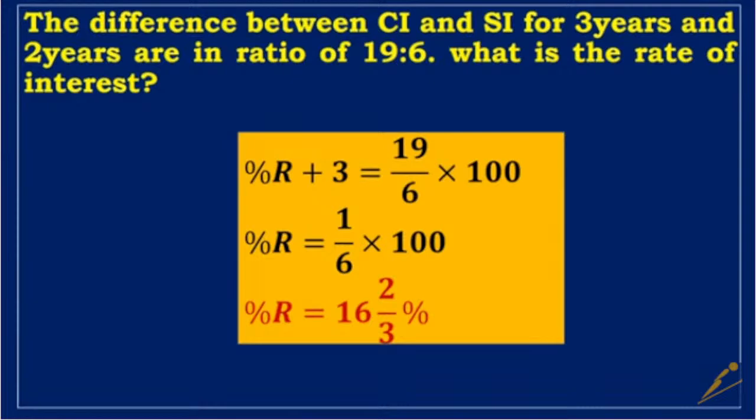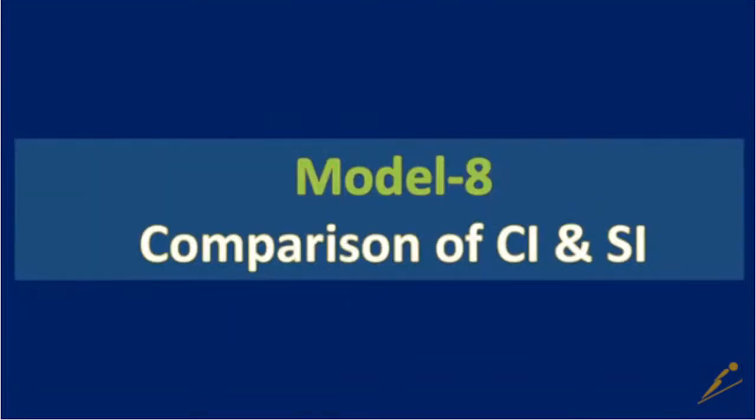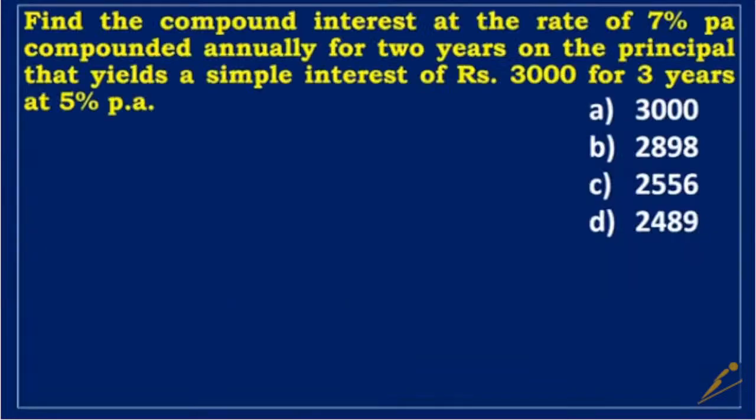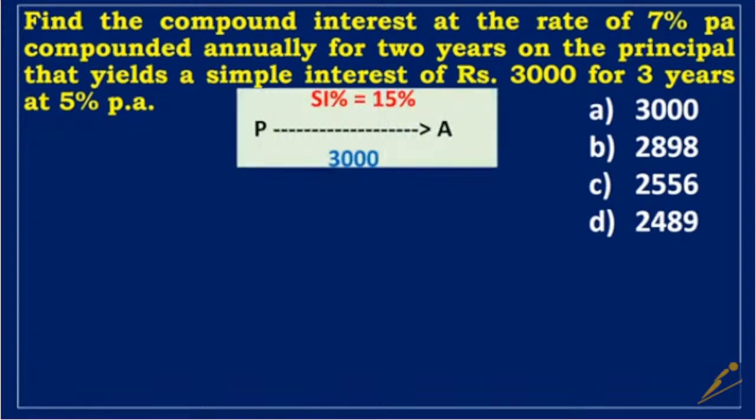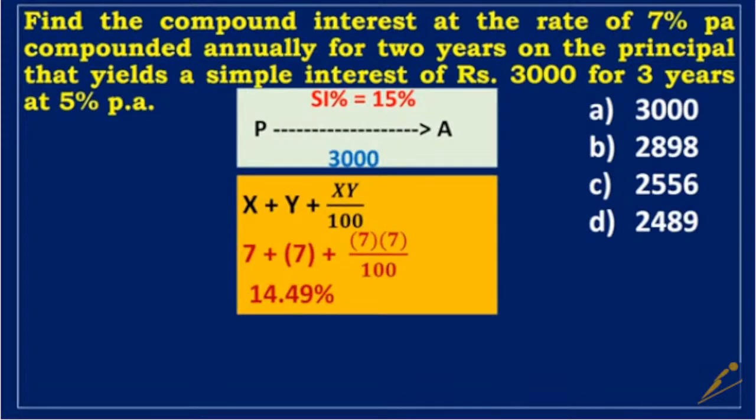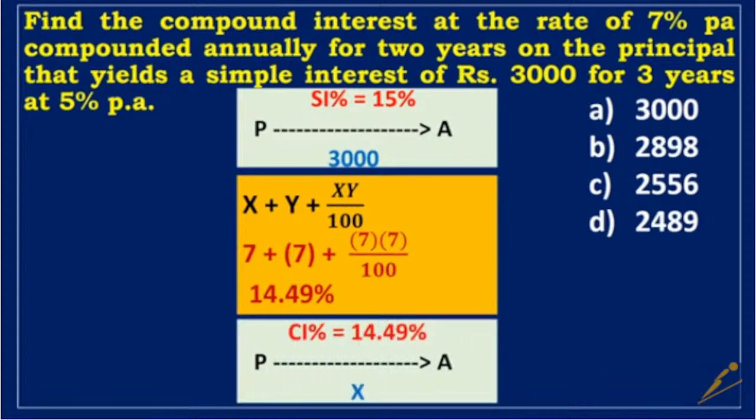Model 8. Comparison of compound interest and simple interest. Find the compound interest at the rate of 7% per annum compounded annually for 2 years on the principal that yields a simple interest of 3,000 rupees for 3 years at 5% per annum. The rate of interest of 5% per annum simple interest for 3 years is 15%, which is equal to 3,000 rupees. The rate of interest of 7% per annum compounded for 2 years is 14.49%, which is equal to X rupees.